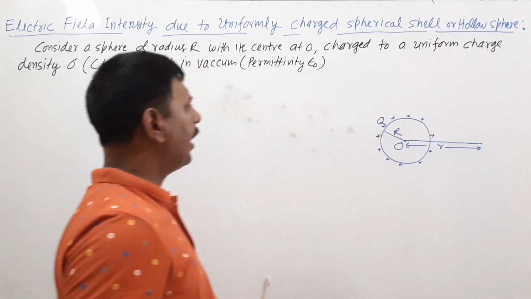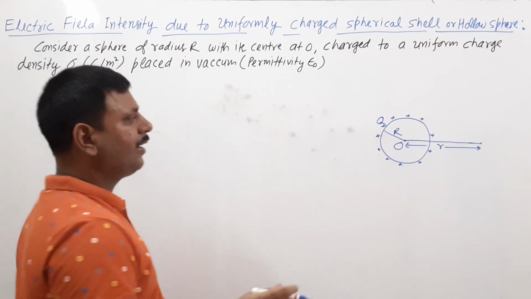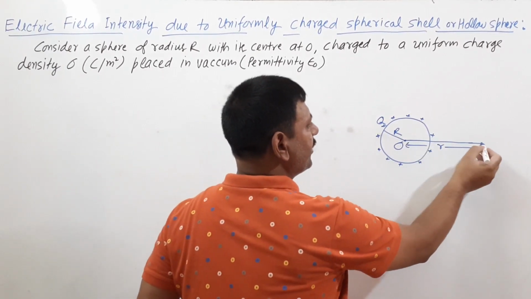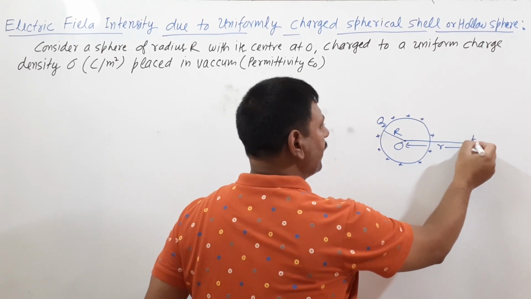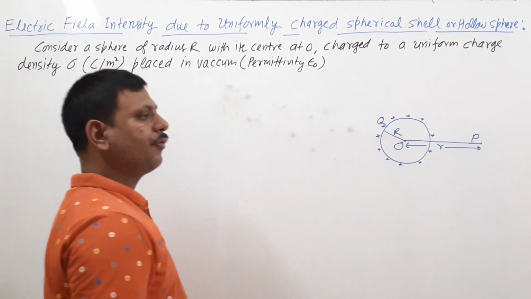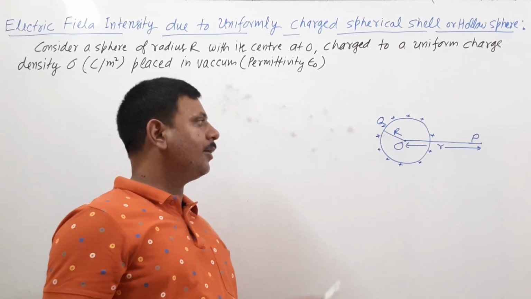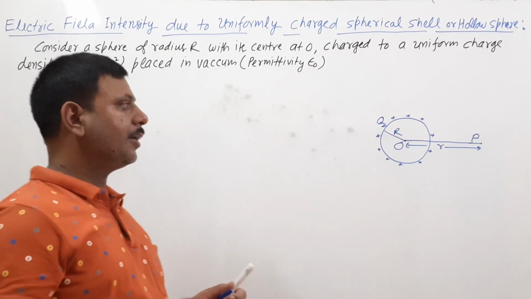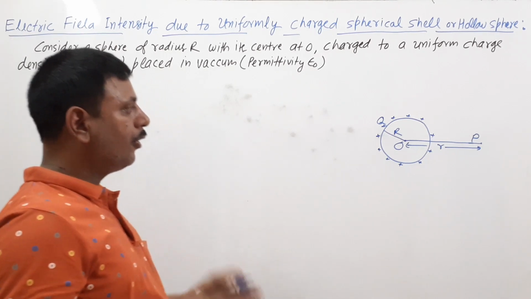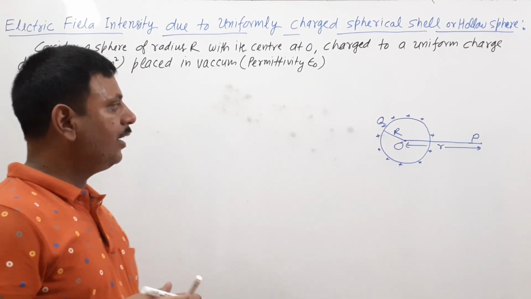So see here, how we can calculate electric field intensity at distance r from the center at a point P. This is point P. We have to find electric field intensity. I have already told, here we cannot apply Coulomb's law. We will apply Gauss theorem. With the help of Gauss theorem, we will find the electric field intensity.